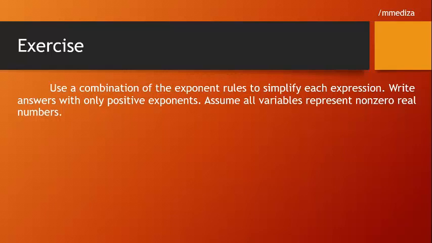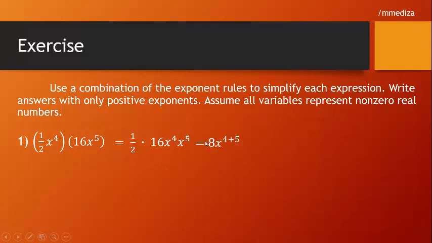Now let us have an exercise to apply the rules of integer exponents. Use a combination of the exponent rules to simplify the expression. Write the answer with only positive exponents. Assume all variables represent non-zero real numbers. Number 1: 1 over 2 x raised to 4 times 16x raised to 5. First, let us combine similar terms. Next, we multiply the coefficients, which are 1/2 and 16, which is equal to 8.